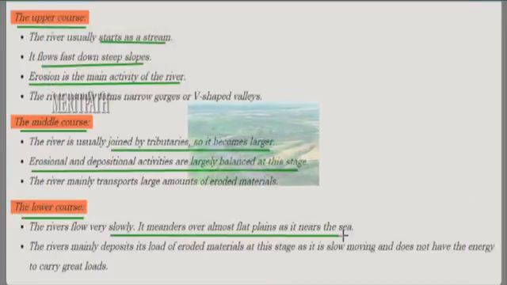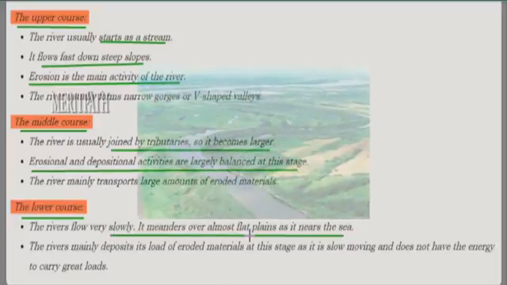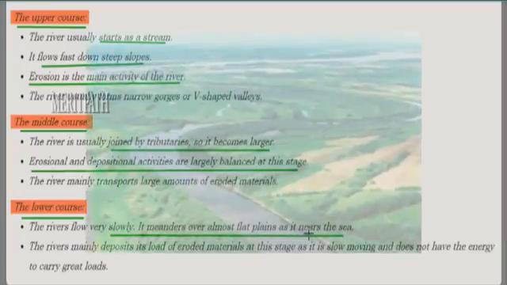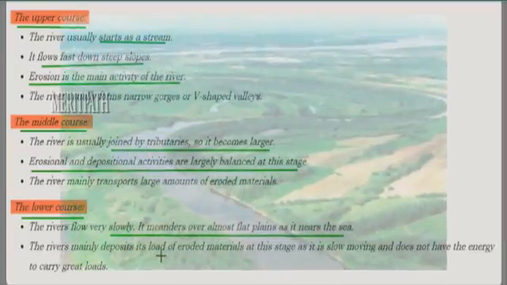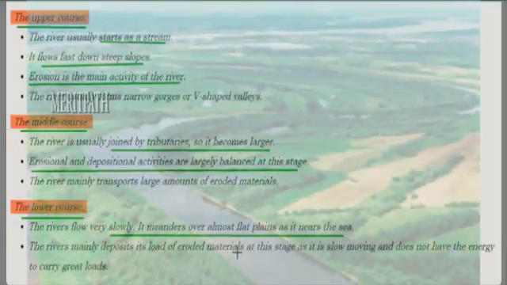And in the lower course, the river flows very slowly. It flows over the flat plains as it nears the sea, it ends in the sea, and it deposits its load of eroded materials at this stage. It is slow moving and doesn't carry a great load. So whatever eroded material is there gets deposited in the lower course of the river, and this river ends in the sea at the lower course.